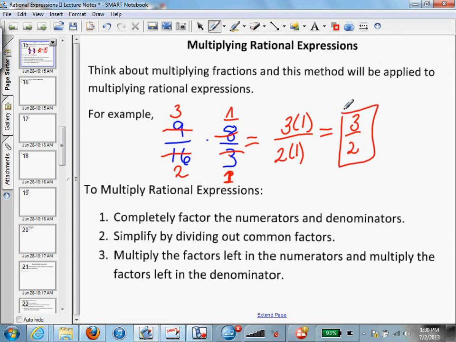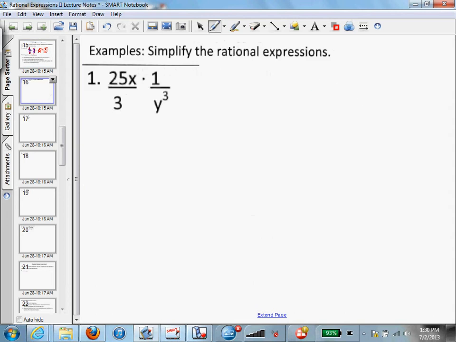So the procedure for multiplying rational expressions is to completely factor the numerators and denominators, simplify by dividing out common factors, and multiply the factors left in the numerators and multiply the factors left in the denominators. Let's get started by looking at some examples. Number 1, simplify the rational expressions.